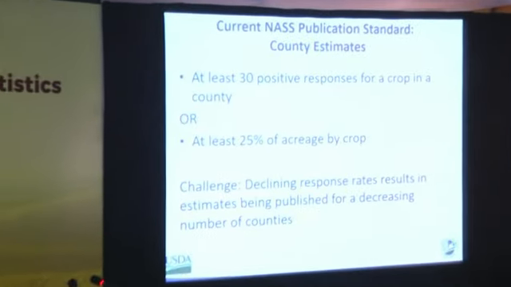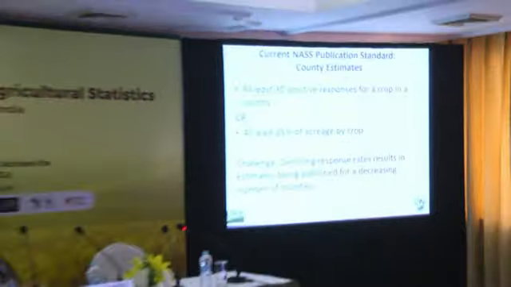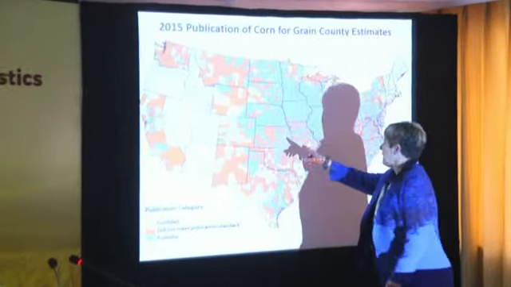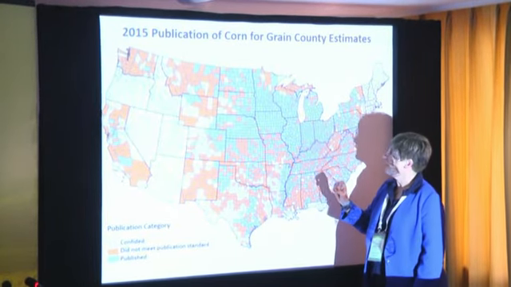Our challenge is that our response rates to these surveys, upon which our publication standard is based, have been decreasing. So this results in the estimates being published for a decreasing number of counties. And you can see it here. The blue are the counties for which we are doing reports. The orange are the counties for which we didn't get enough reports or don't have enough coverage to account for.